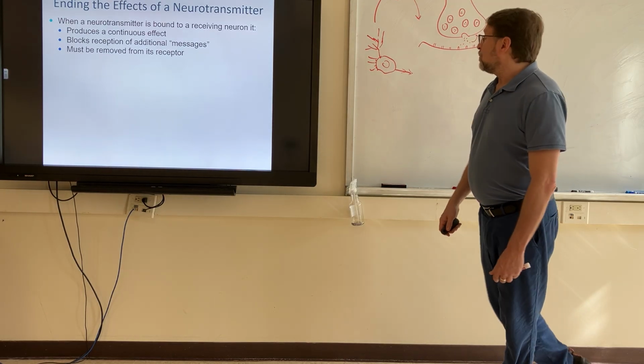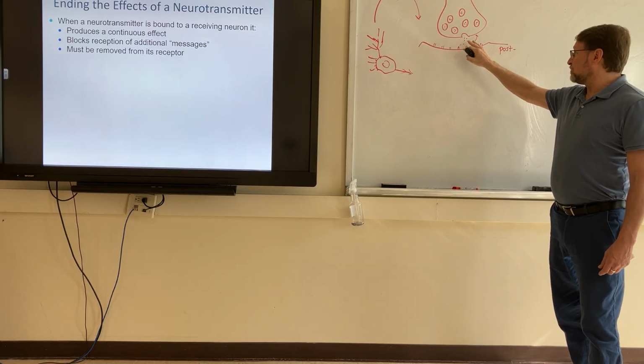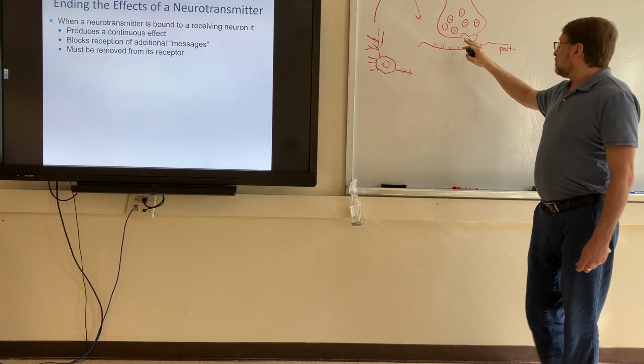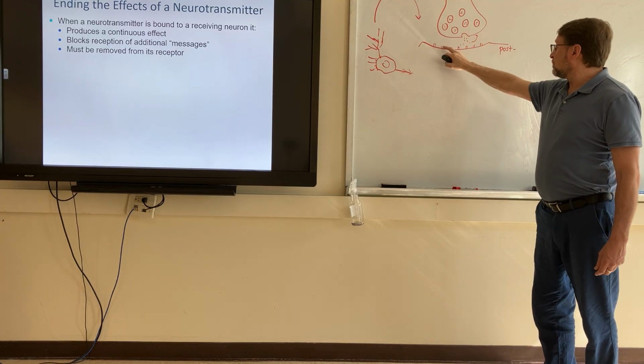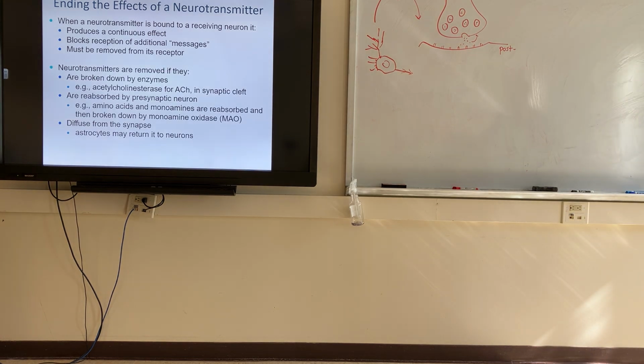So when we get a neurotransmitter hanging out in here, we have to stop this message before too long, or else this structure will get fatigued. So while it's there, we can't send any more messages, and we have to take it away from the receptor. So how do we get it off of these receptors once they land? We generally will break them down by an enzyme.